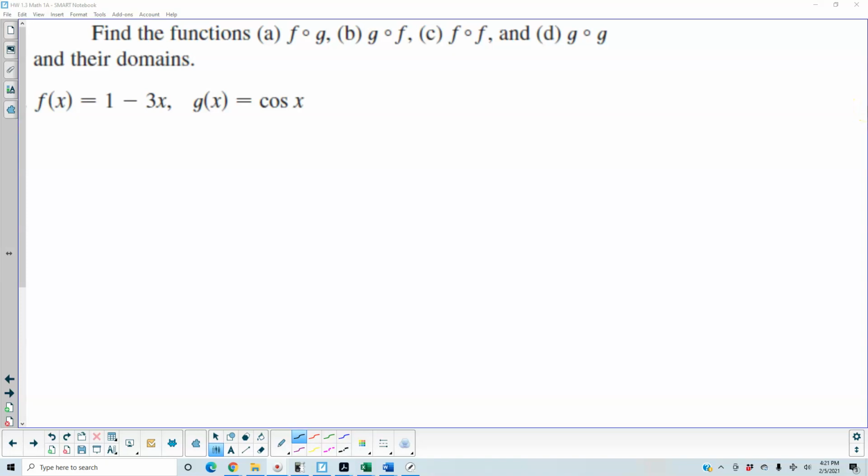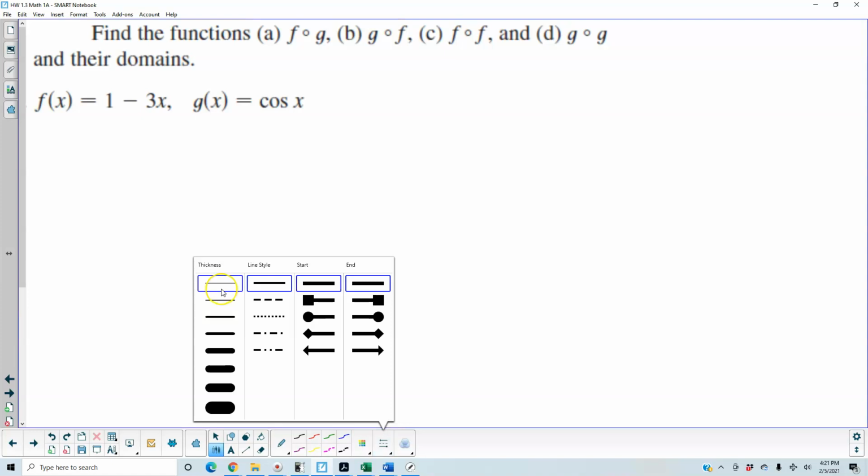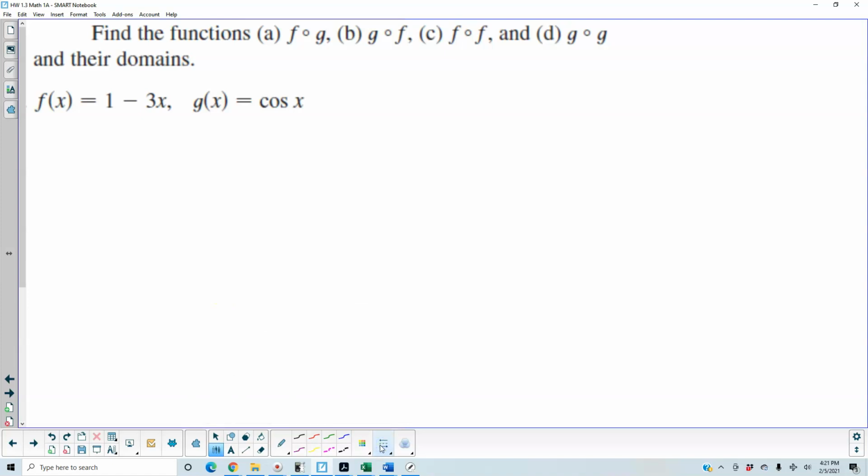We want to find the functions f composite g, g composite f, f composite f, and g composite g, and their domains of the following functions. F of x is equal to 1 minus 3x, and g of x is equal to the cosine of x. Now, the domain for both of them is all real numbers.